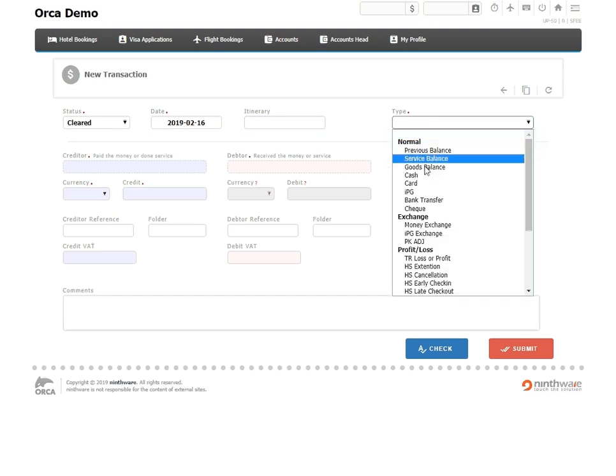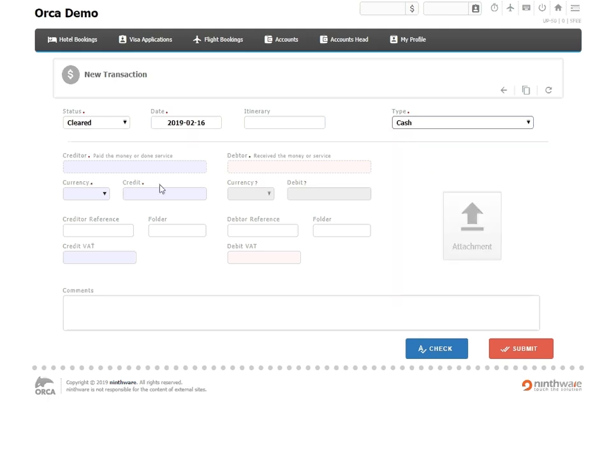For now, for example, we have received an amount by cash. Who paid the money? Of course, your client. Where did you receive the money? In your cash on hand.